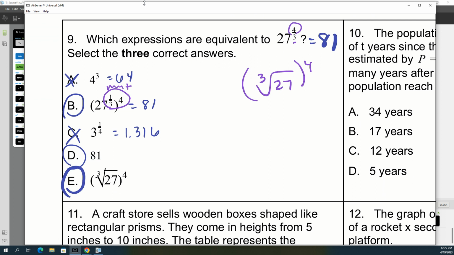You can do that. And so if you had 7 to the 2/5, what type of root is that? The fifth root or the square root? The fifth root of 7 squared. That's what you would need to know.